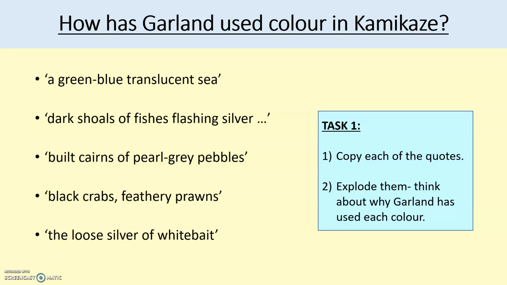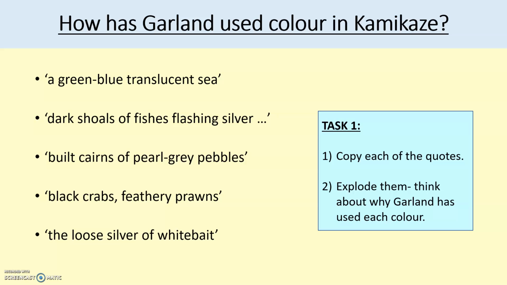So I want to give you 10 minutes then please for this first activity, and you want to give yourself 10 minutes, so make sure you've got eyes on a clock somewhere. You're going to copy each of those 5 quotes from the screen there, and then I'm asking you to explode them and explain why you think Garland has used the colour that she has on each of those.